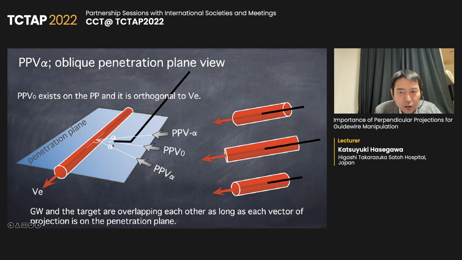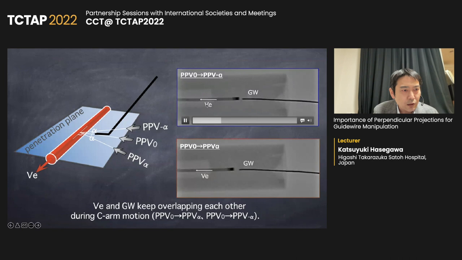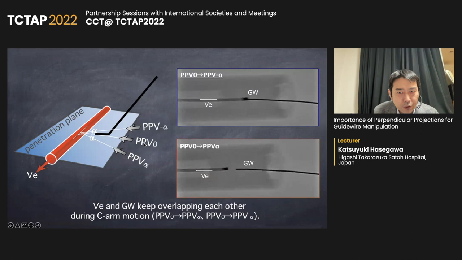What is important in this slide is the guide wire and the target are always overlapping each other as long as each vector of projection is on the penetration plane, like this. Movies can be shown here. Suppose the microcatheter is the target. The C-arm is moving from PPV0 to PPV alpha and PPV0 to PPV minus alpha. As you can see, VE and guide wire keep overlapping each other during this movement, like this.